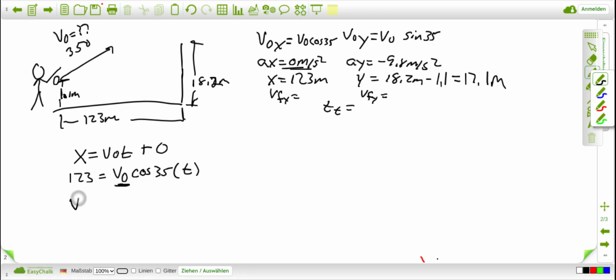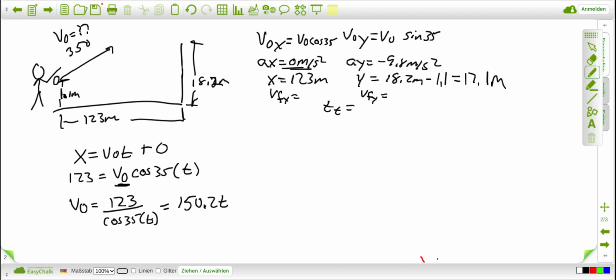And so I would say v initial is equal to 123 divided by the cosine of 35 t. And I can plug that into my calculator and do 123 divided by the cosine of 35. And when you do that, you end up with 150.2 over t. So that's v initial is equal to 150.2 over t.